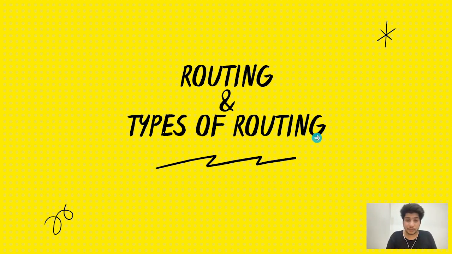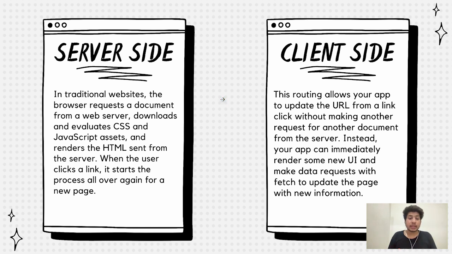There are basically two types of routing, server-side routing and client-side routing. In server-side routing, you know that in a traditional website, the browser requests a new document and the document comes to your browser client and the browser renders the whole document. When the server responds with a document, you also get the JavaScript assets and the CSS, and it all works. And whenever you click an anchor or something else, it does all this process all over again.